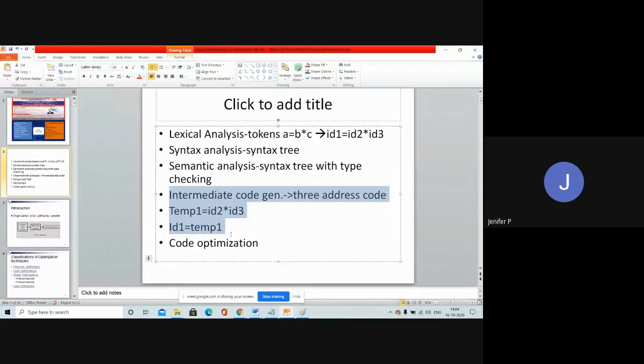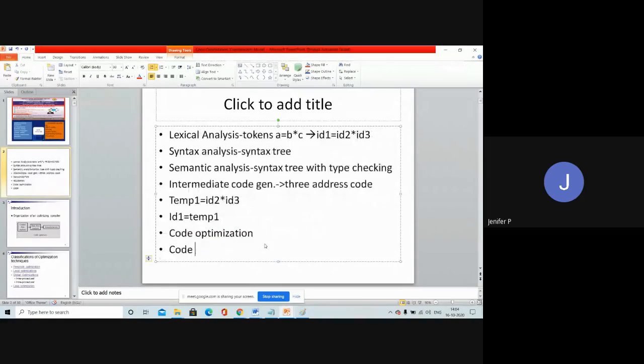Yes, so it can be directly converted. But why is this phase needed? In order to get a better result, or to speed up the process of converting intermediate code to the target code, we go for code optimization, right? Optimization means, in order to get the fastest conversion, we go for code optimization. Various techniques are there. Then finally, the code generation phase.